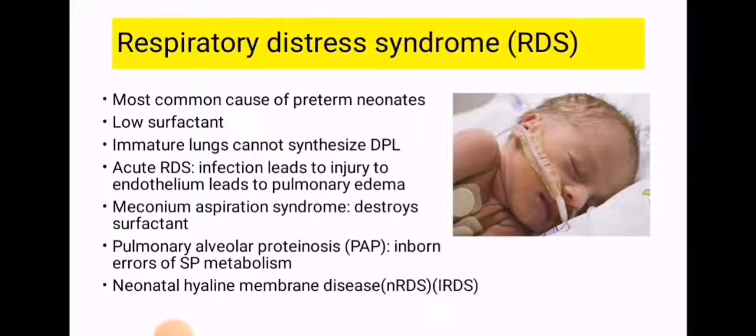Why lower quantities of surfactant? Because immature lungs cannot synthesize dipalmitoyl lecithin. Other causes include acute RDS, where infection leads to injury to the endothelium and pulmonary edema; meconium aspiration syndrome, which destroys the surfactant; pulmonary alveolar proteinosis, also called PAP; and inborn errors of surfactant metabolism. All these conditions can lead to surfactant deficiency, which can cause the collapse of the lungs, leading to respiratory distress syndrome.